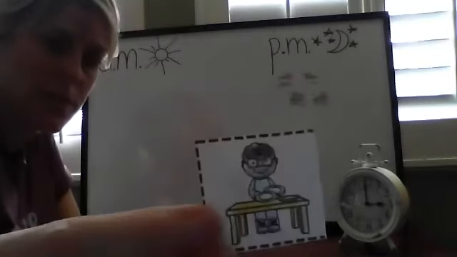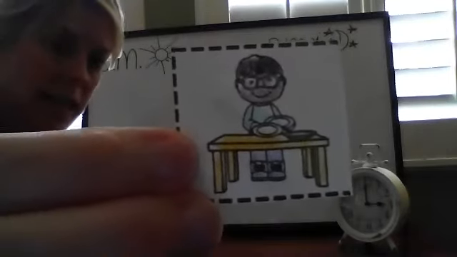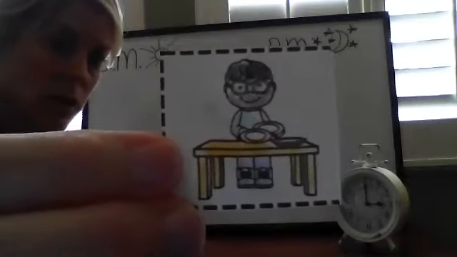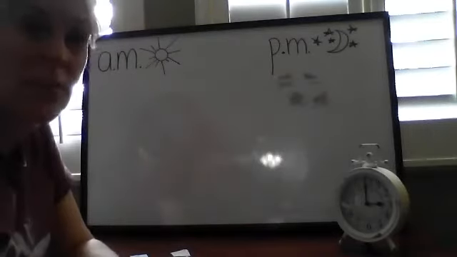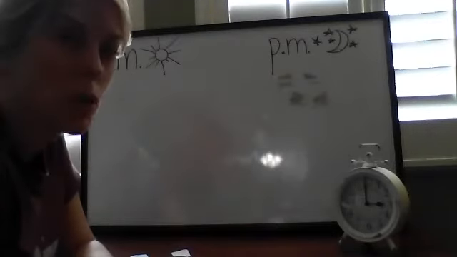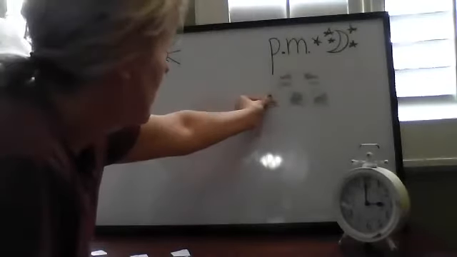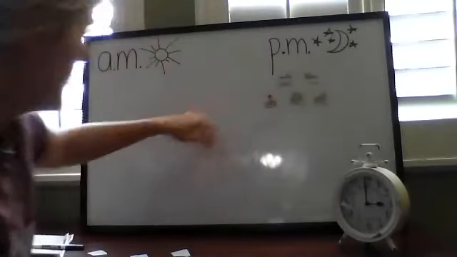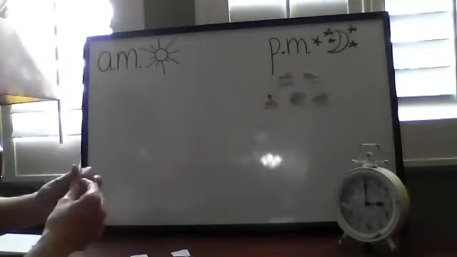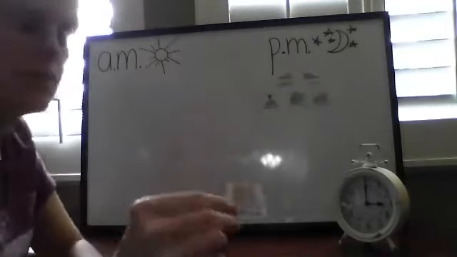This little boy, I love this picture. I think it looks like he's setting the table. I think that could be for lunch now that we're kind of at home learning. Most of us may have our meals at home, but I'm going to put that on PM because if he's helping set the table for dinner, that's going to be in the afternoon, early evening.